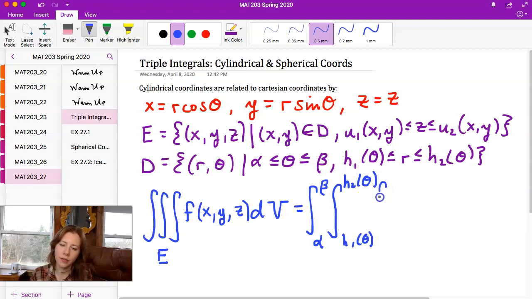And then finally, we have our z, which is going to be in terms of both x and y, but in this case, because we're going to be in cylindrical coordinates, it's going to be also in terms of theta and r. So it's going to be u2 of r cosine theta, r sine theta, so that's upper, and our lower bound, u sub 1, is going to be another function in terms of both r and theta once again.